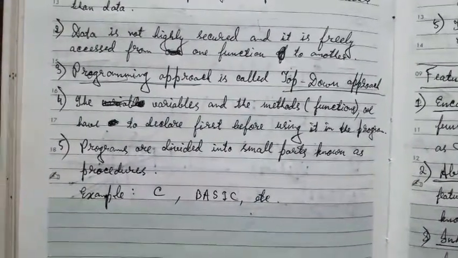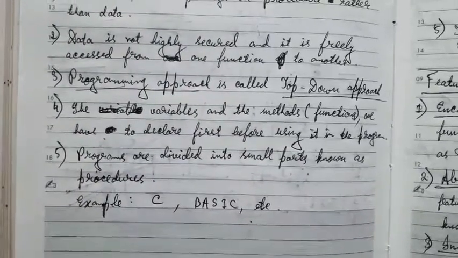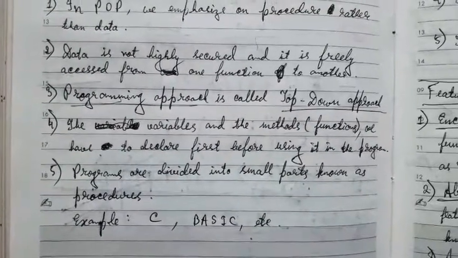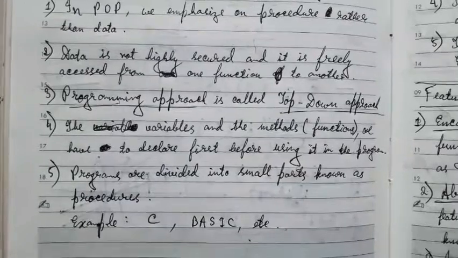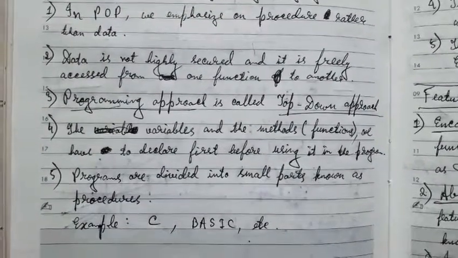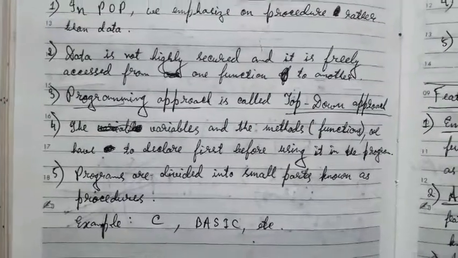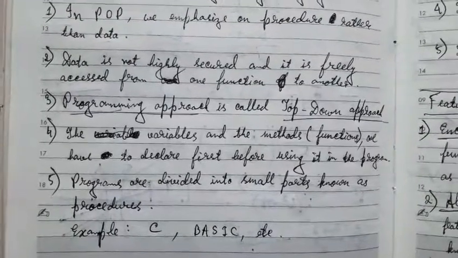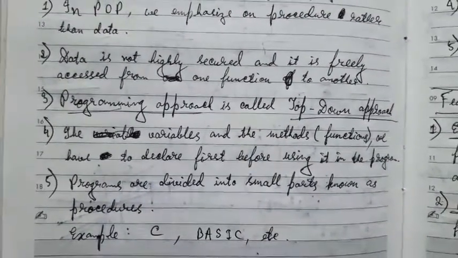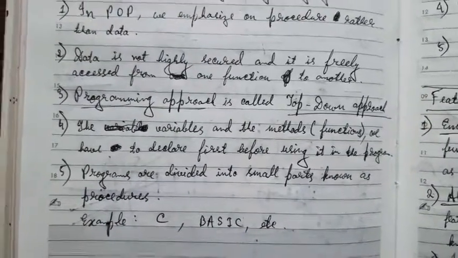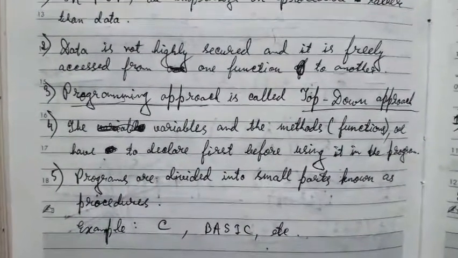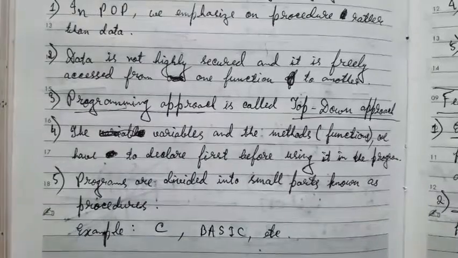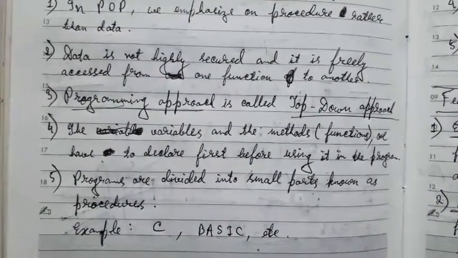The fourth characteristic is, the variables and methods we have to declare first before using it in the program. In procedure oriented programming, before starting any function you have to declare the function name, the arguments, the parameters it will pass. You have to declare at the top, so that the compiler has to expect this kind of function in the later part of the same program. That is the main characteristic. This is what it means, that the variables and methods we have to declare first before using it in the program.